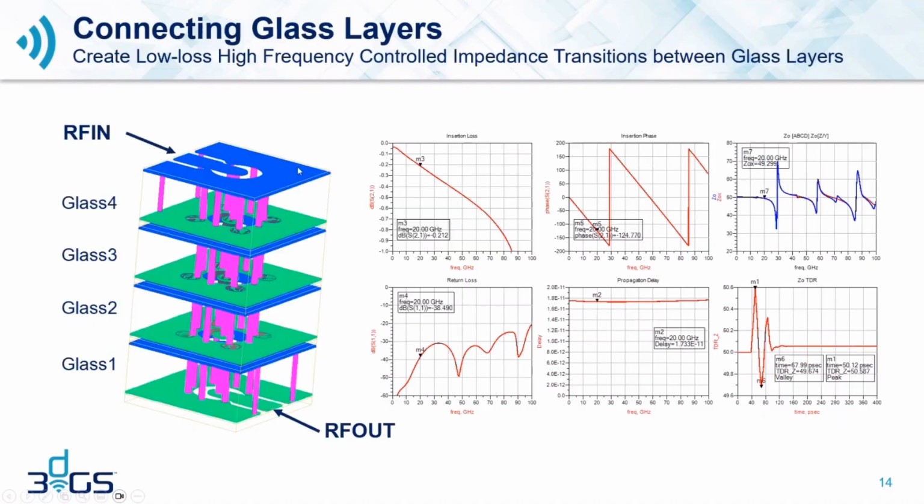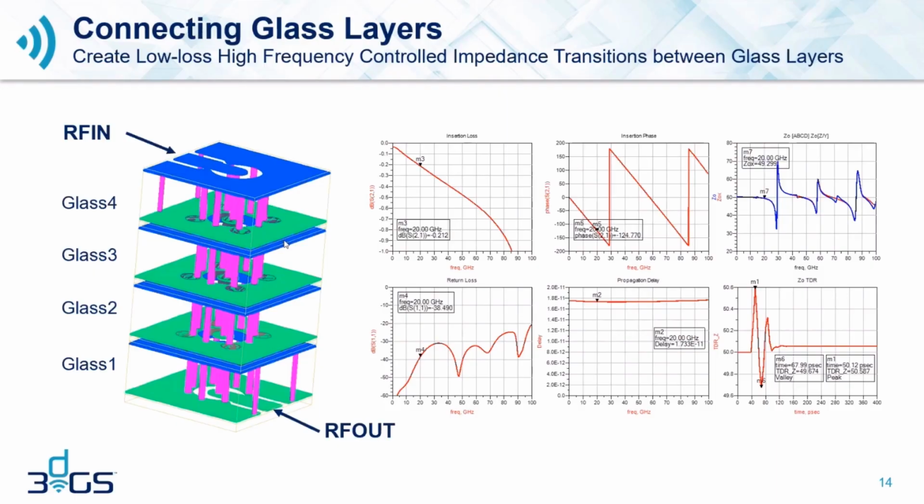In this case here, the blue is the top metal layer, green is the bottom metal layer, and the pink cylinders are the through glass vias that are filled with copper. This is a vertical coax connection between 4 glass layers that has better than 20 dB return loss up to 20 gigahertz. So both the transition in the glass layer and the thinner air gap between the glass layers were able to get good low loss connections at high frequencies.